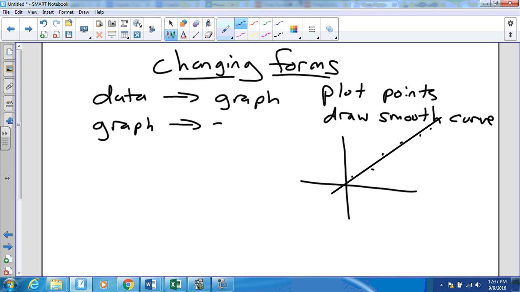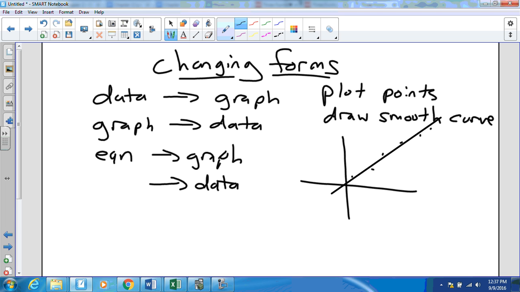Graph can go to a data table if I need to. I just read points off of the graph. That's easy. Likewise, I can take an equation and turn that into a graph simply by graphing it. Or if I need to, I can turn an equation into a data table by picking the appropriate values of x and finding the corresponding values of y, or in our case, t and x. Right? What's the hard part? The hard part is taking a graph and turning it into an equation, or taking data and turning it into an equation.